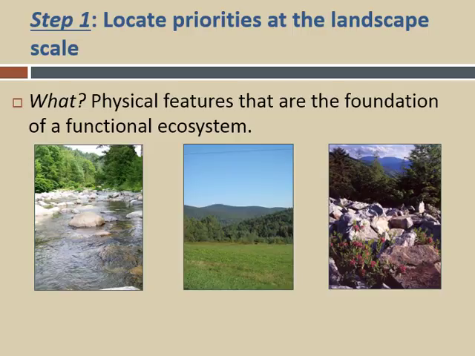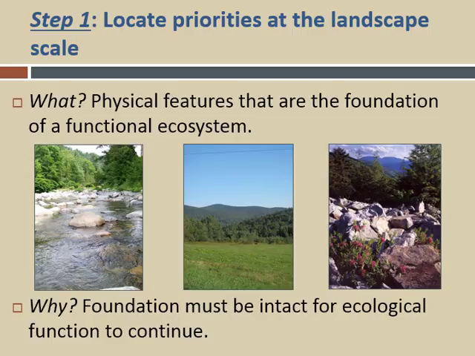Now, why is this important? This is important because these features cross political boundaries, and they provide a foundation on which everything else happens. Individual features like riparian habitat or rare species, these are important too, but unless they have healthy surroundings, then those features are not going to thrive.